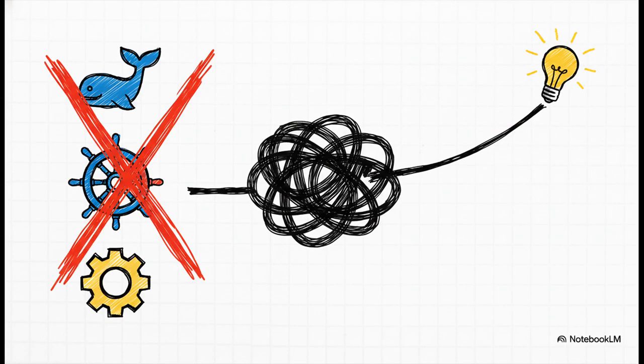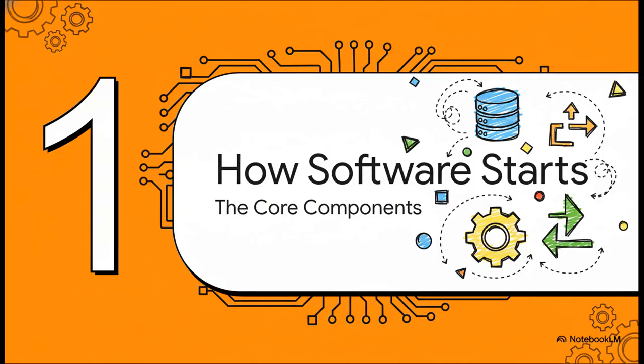And here is the absolute most important thing to get right from the start. Real software, the good stuff, doesn't begin with some fancy tool or complicated technology. All of that comes way later. Every great application in history started with one simple thing, a real-world problem that somebody needed to solve. So to understand that solution, we first need to look at how software really starts.